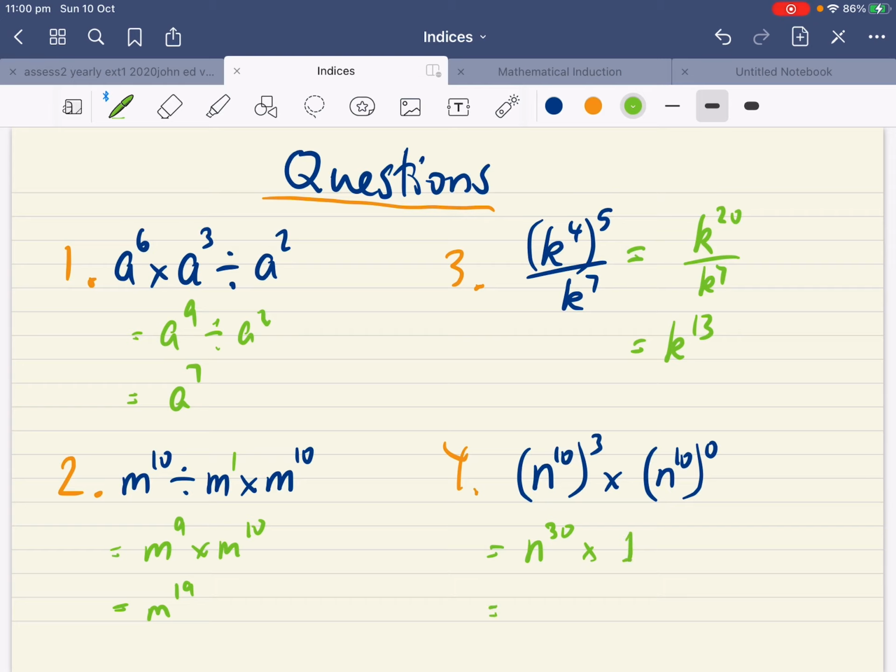And in this case, you would end up with just n to the 30. There's actually a couple different ways you could have done question 4. It does not matter. If you've done it correct, you should have ended up with n to the 30 as your final answer. All right, there's the first 4 done.